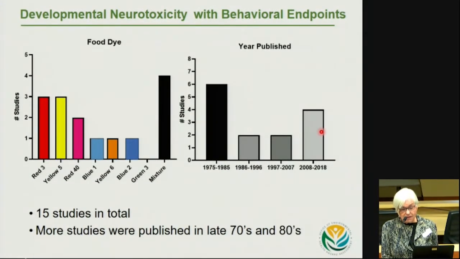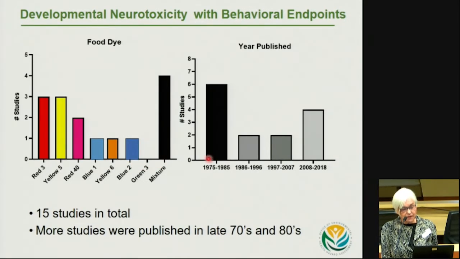For developmental studies with behavioral endpoints, once again, red 3 and yellow 5 are the most studied. And Dr. Bradman will be explaining, I think, that from his work, red 3 has the second highest consumption of all the food dyes in small children. The second most studied is tartrazine, or yellow 5. This is the most commonly used dye in the food challenge studies in children. We do have one blue 2 study, but no green 3 studies as an individual dye, and quite a few mixture studies.